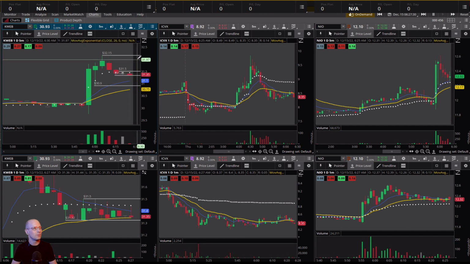I would like to see a move up towards 32, have us pull back a little bit, and then break through 32.15. Bears want to see a small bounce and get that lower high on the 5-minute and then break the support for a lower low.